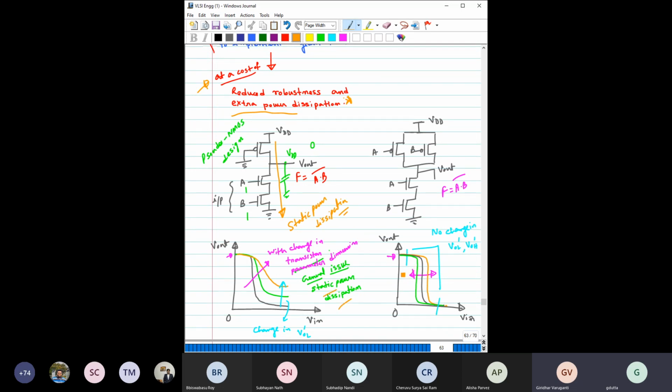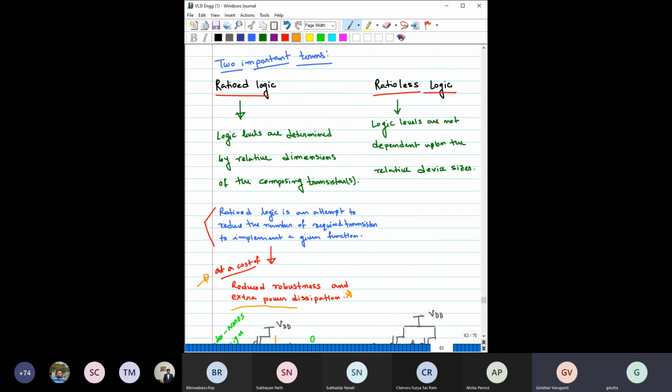I hope this discussion on these two terms, ratioed logic and ratioless logic, is clear to you. And if any logic is given to you, you should be able to tell whether it is ratioed logic or ratioless logic.